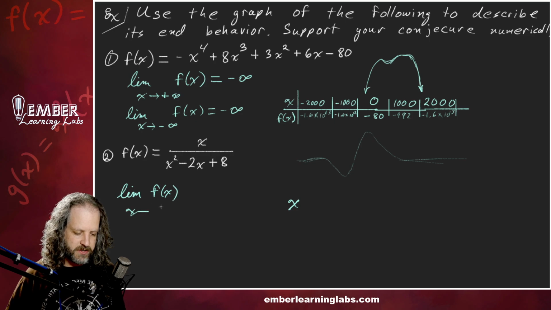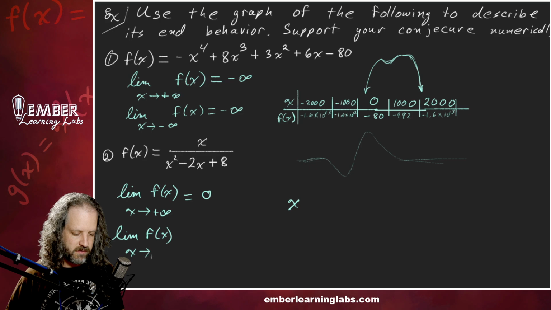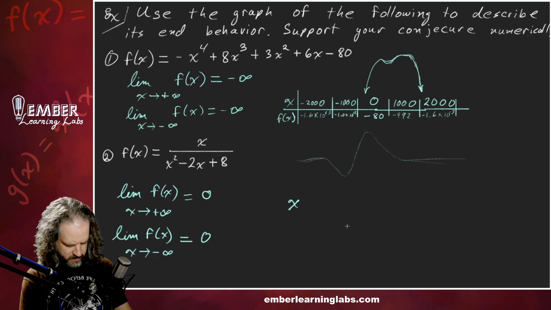Let's make a table to support our conjecture that the limit of f of x as x approaches positive infinity is 0, and the limit of f of x as x approaches negative infinity is also 0.